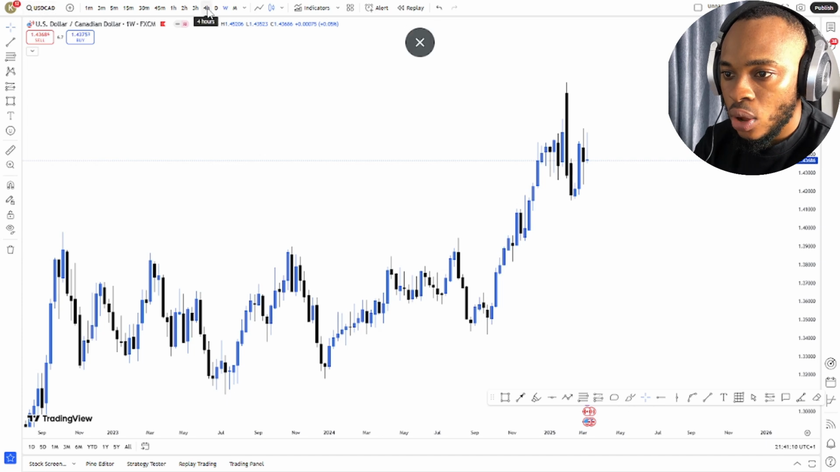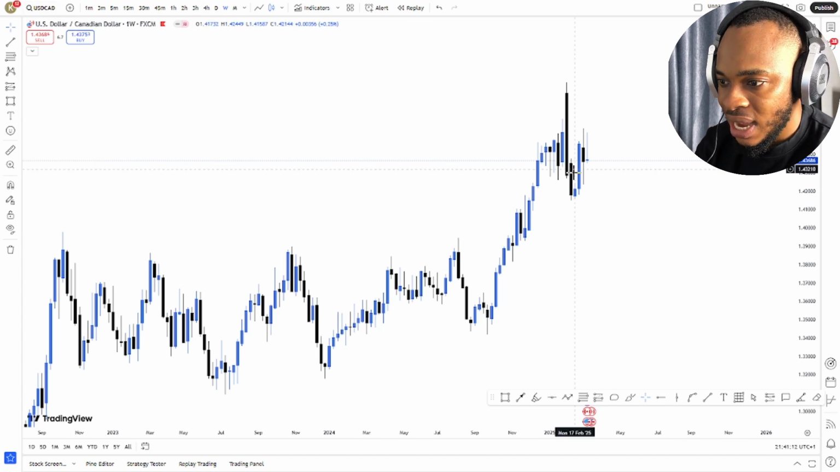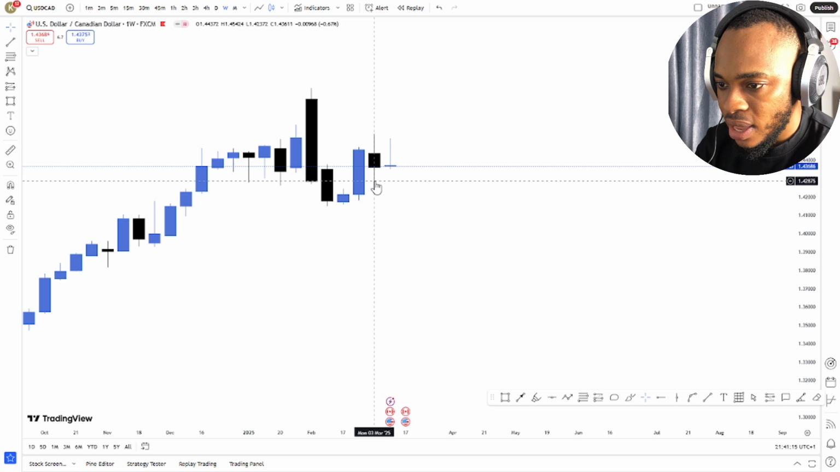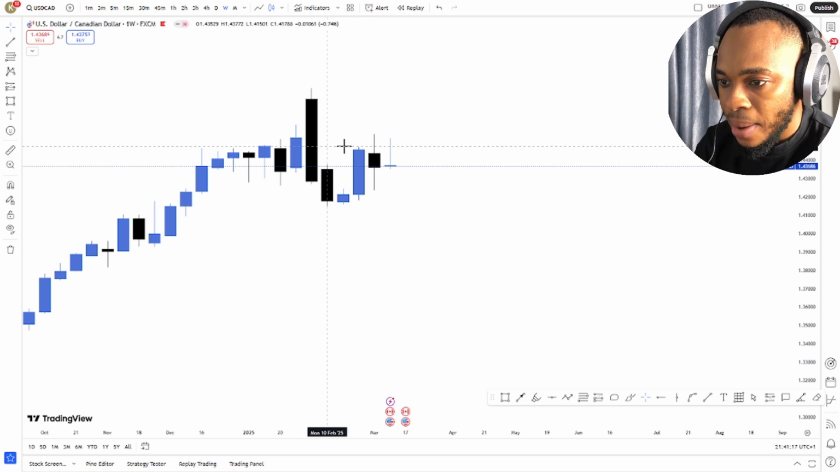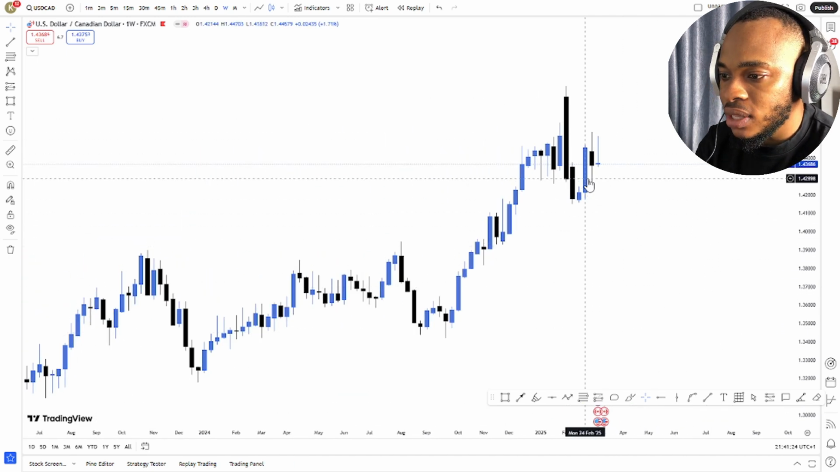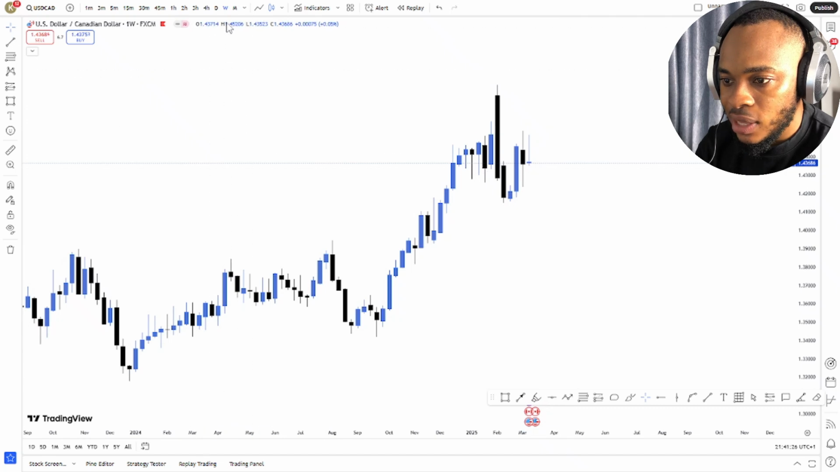Now we are on the weekly chart on USD CAD. The particular day we're talking about is March 4th, and March 4th falls under this week, this candle week we see here. So on this particular week, what do we see the weekly time frame doing?